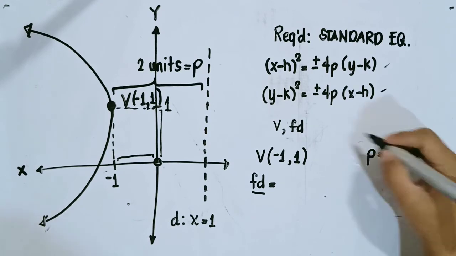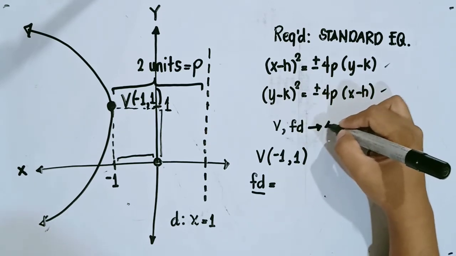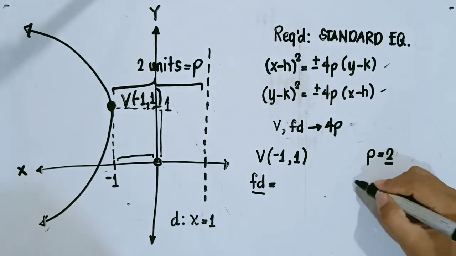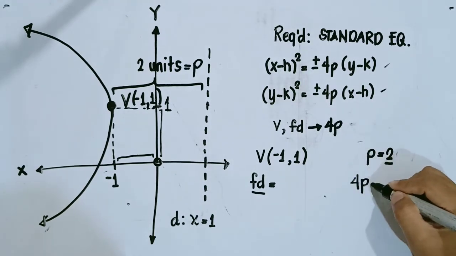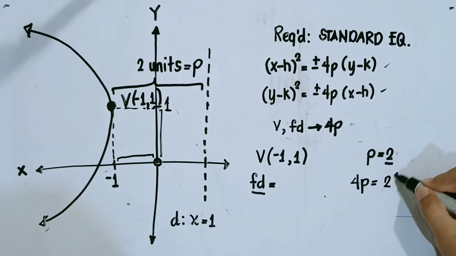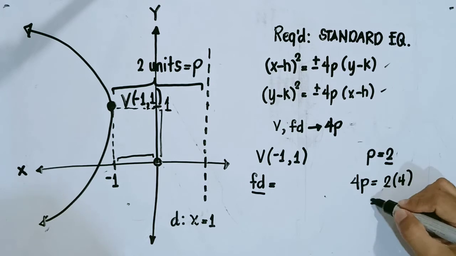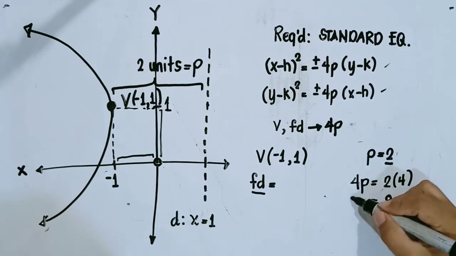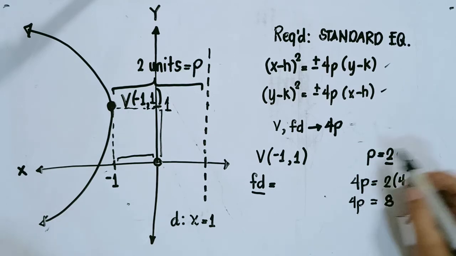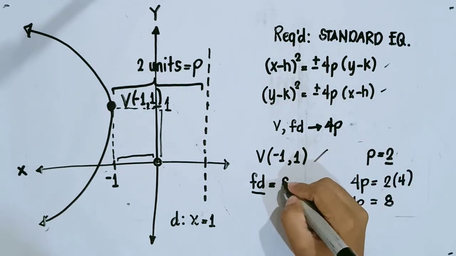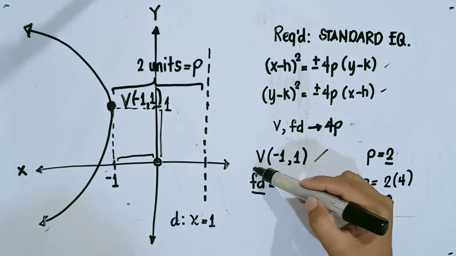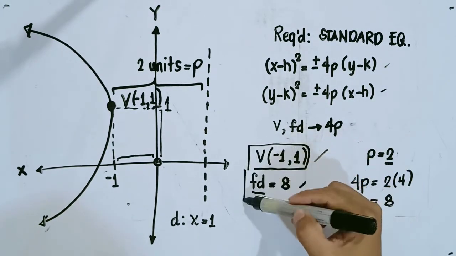Now we are looking for the 4P, which is our focal diameter. Now, in order to get our 4P, what we will do is to multiply our P by 4. So 2 times 4. So the answer is positive 8. So our 4P is positive 8. So we already have our vertex and our focal diameter is 8. Next, we will substitute these values in our standard equation.